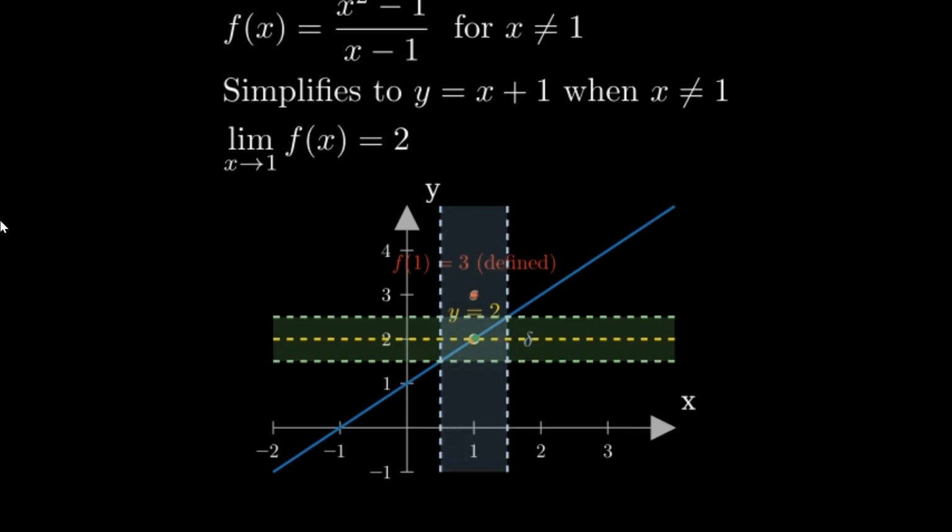This is the core idea. x close to a implies f of x close to L. Next, one-sided limits and a jump.